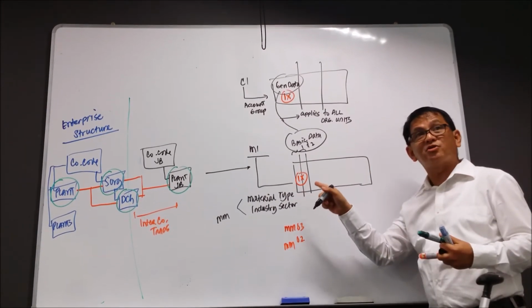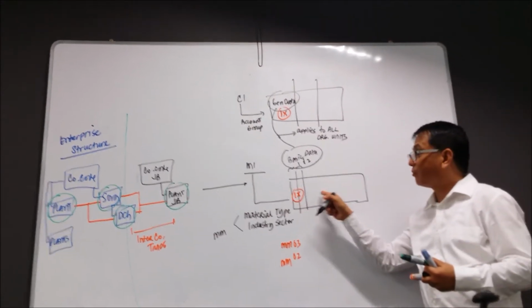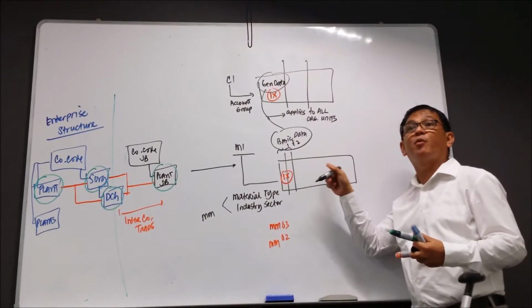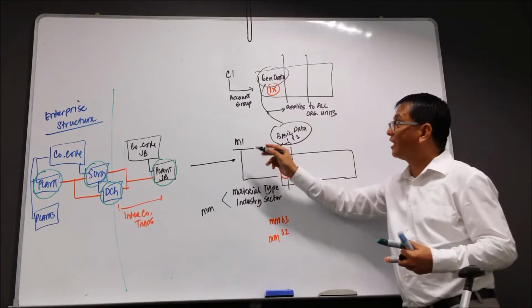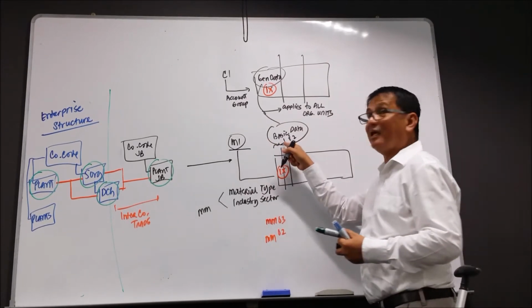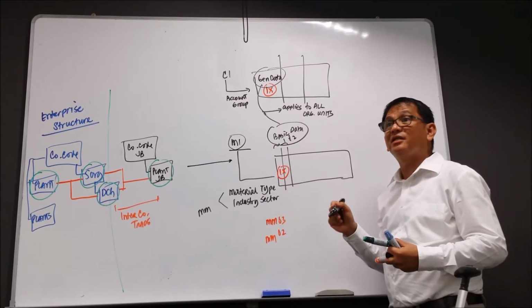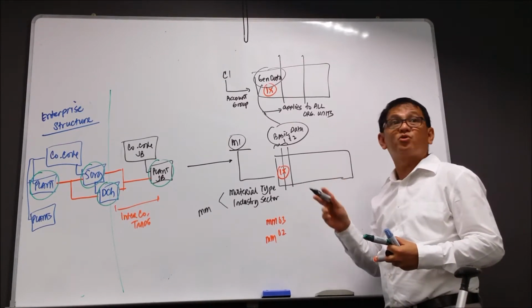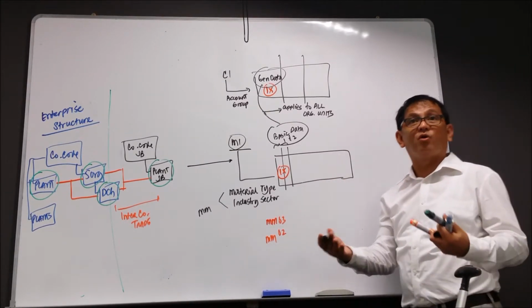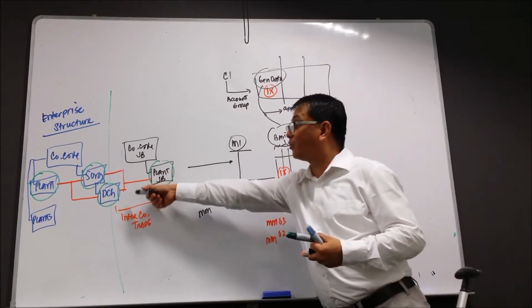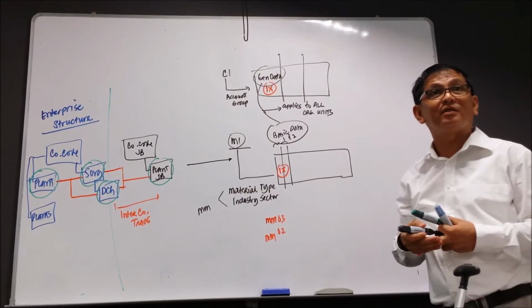So the one who wants to see the material is from SD, from MM, from FI, from whatever module. As long as they identify the material 1, they can see the basic data 1 and 2. No need to choose. No need to ask or to identify what sales or distribution channel or division is needed.